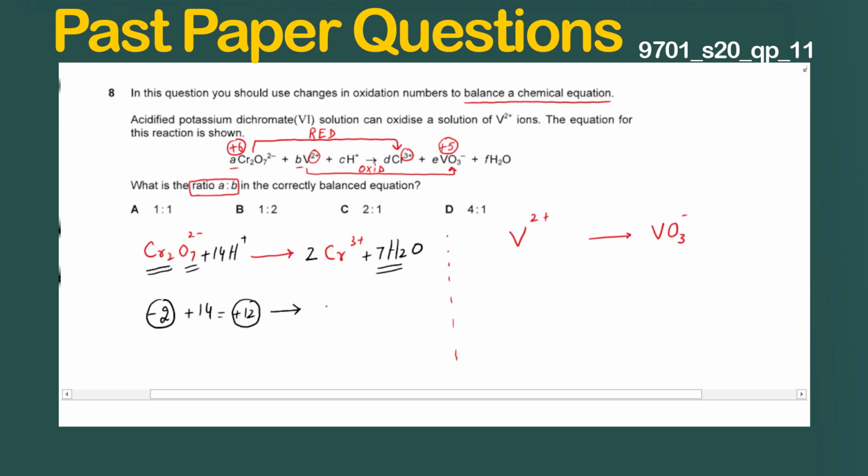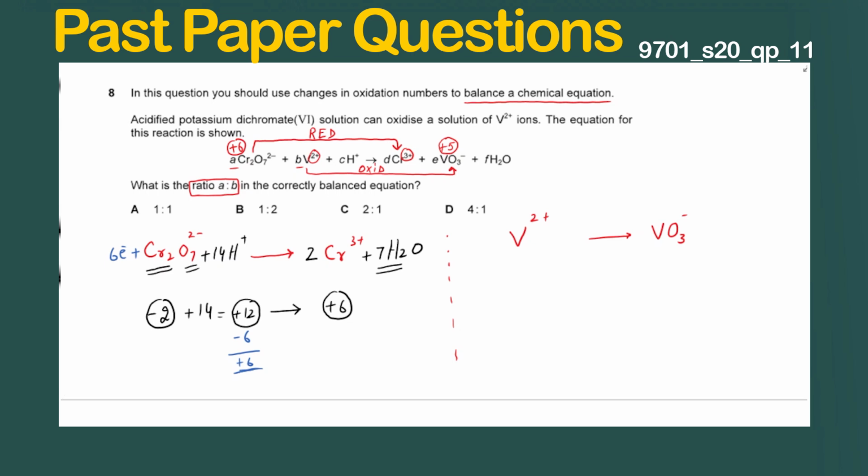On the right hand side we have +6 charge. Water is neutral, so +12 and +6, they are not equal. So how can we balance this equation? We have to use the concept of electrons now. We have to add the electrons. 6 electrons are added so that the charges become equal. So now charges are equal on both sides, which are +6 and +6.